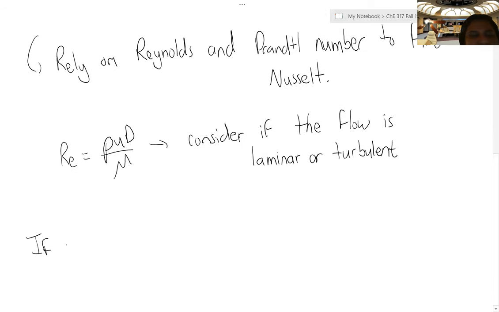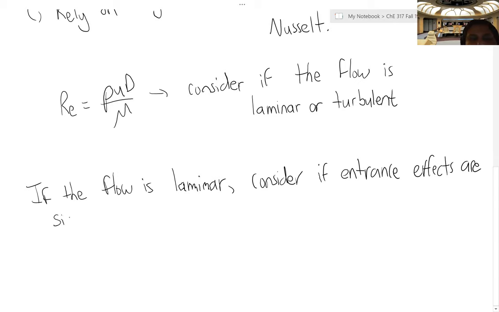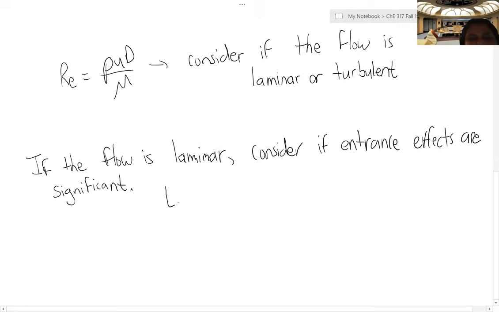If the flow is laminar, we have to consider if entrance effects are significant. The entrance length is governed as 0.05 times Reynolds times our Prandtl number times our diameter.